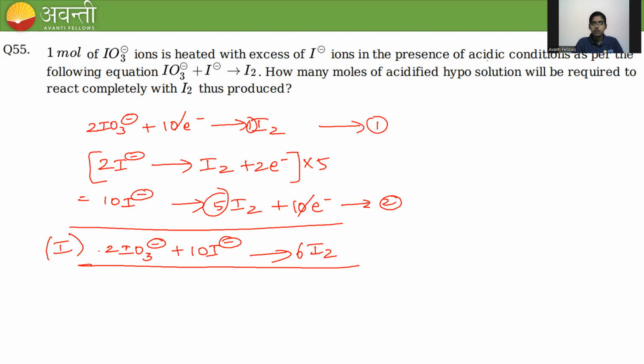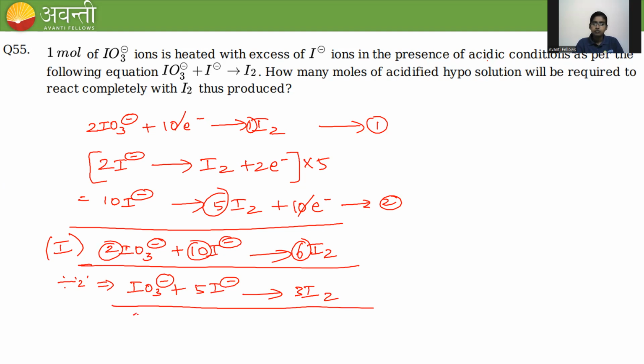2 moles of IO3 minus react with 10 moles of I minus to give 6 moles of I2. Now if I simplify this equation, dividing by 2, I will get IO3 minus plus 5I minus giving 3I2. Okay, so this is the final equation. Now 1 mole of IO3 minus reacts with 5 moles of I minus to give 3 moles of iodine.